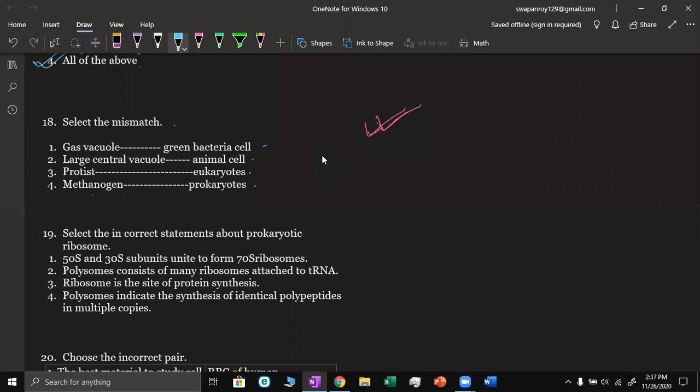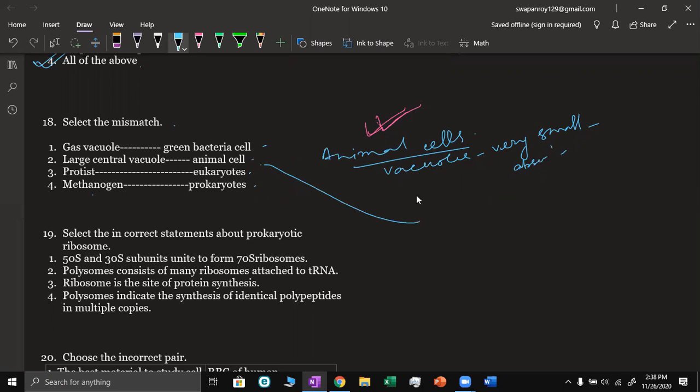In animal cells, vacuoles are very small or even absent. But the large central vacuole is true for plant cells, not true for animal cells. For plants, it is true.